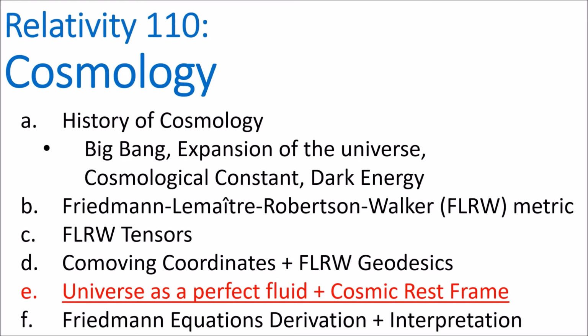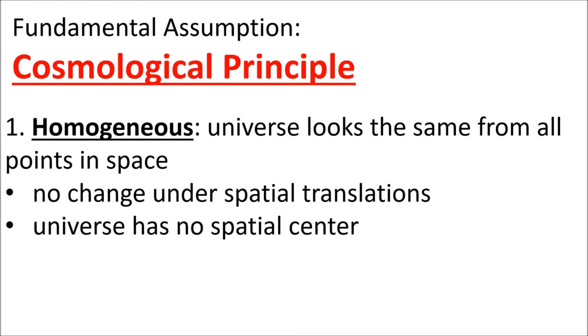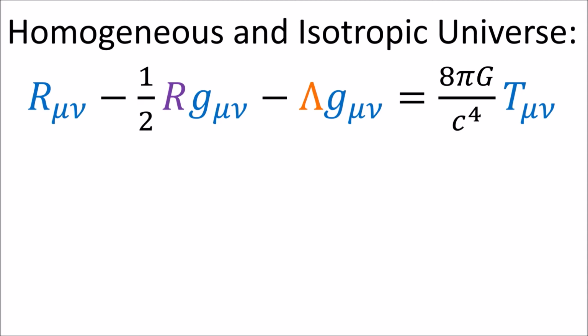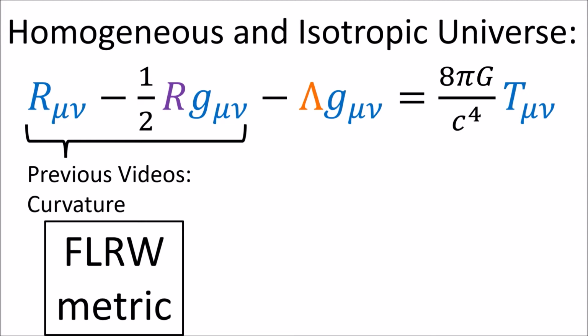In this video, we're going to discuss how the matter and radiation in the universe can be modeled as a perfect fluid. We'll talk about how this fluid is at rest with respect to a frame of reference called the cosmic rest frame. Remember, we've been modeling the universe according to the cosmological principle, which postulates that the universe is spatially homogeneous, meaning it looks the same at all points, and spatially isotropic, meaning it looks the same in all directions. In the previous videos, we examined the left side of the Einstein field equations according to the cosmological principle, and this led us to the FLRW metric.